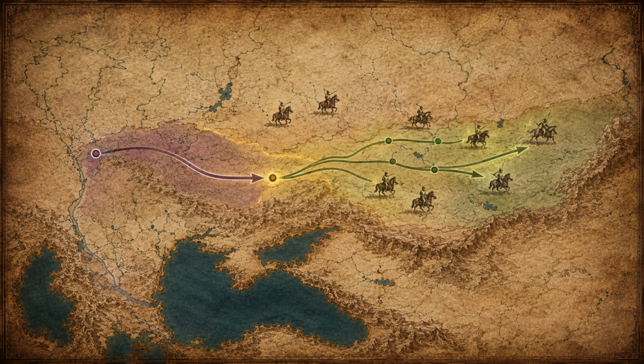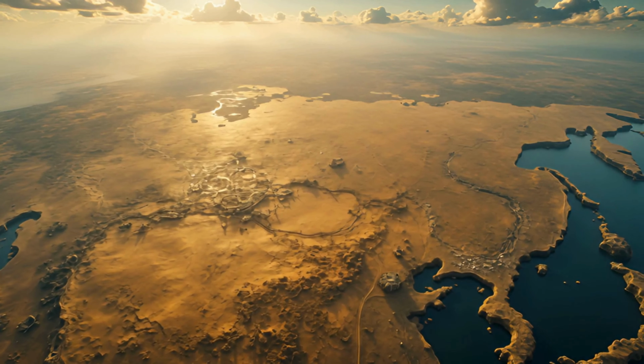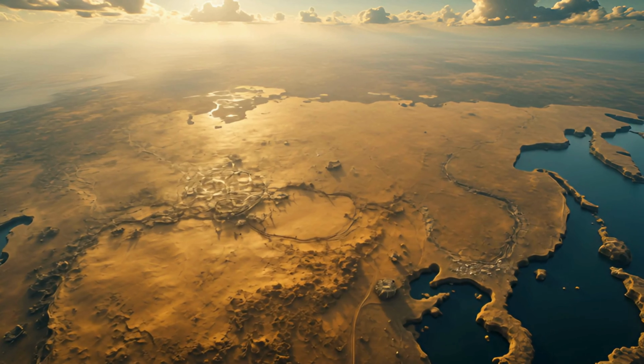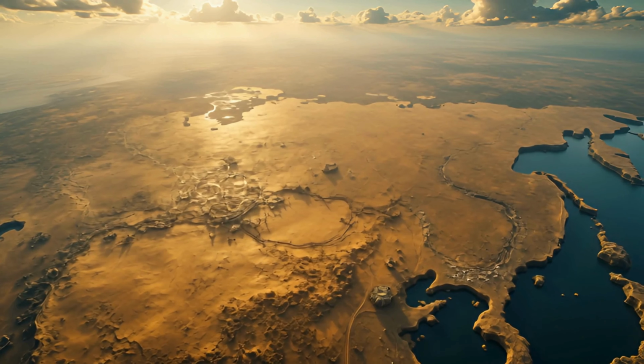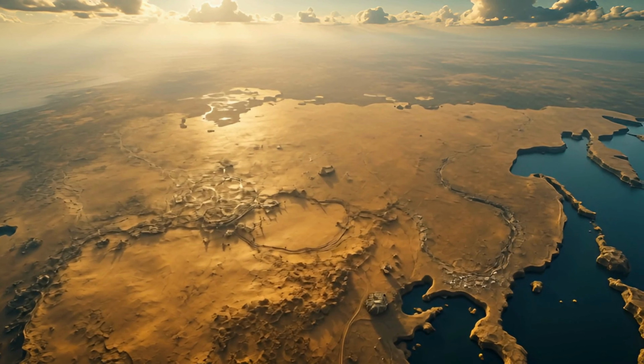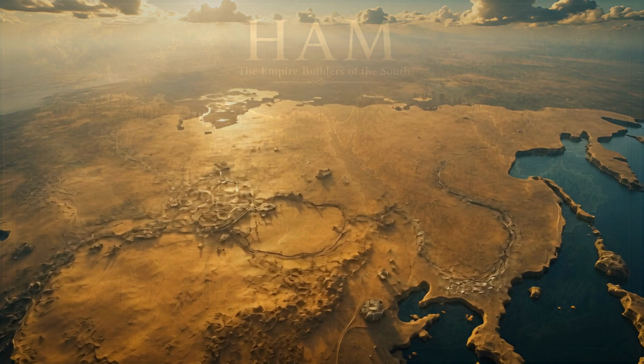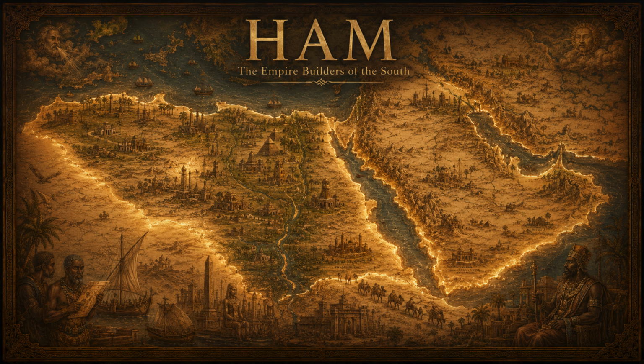Right. To find the builders of the ancient world's heavy infrastructure, we have to shift our focus from the nomadic outer rims and look toward the south. We're moving from the expanders to the heavy hitters. The foundational mega empires of the ancient world. Exactly. And all of these trace back to Noah's second son, Ham. The geography shifts drastically here, doesn't it?